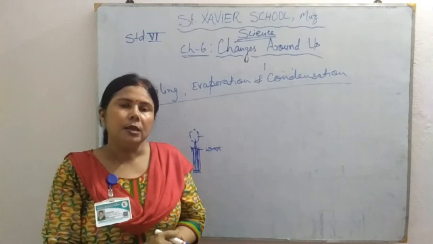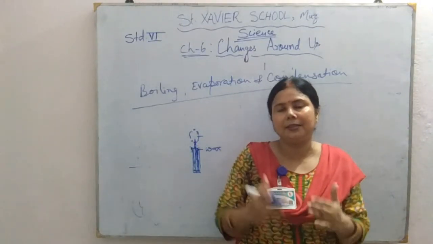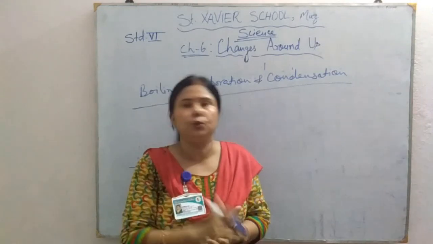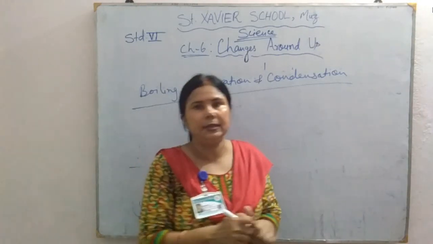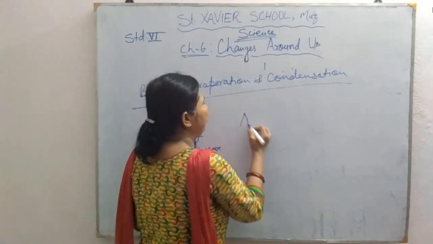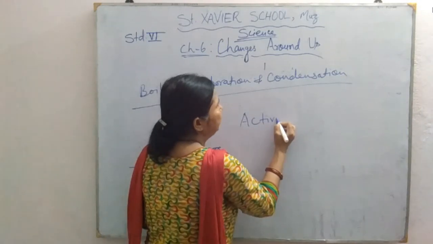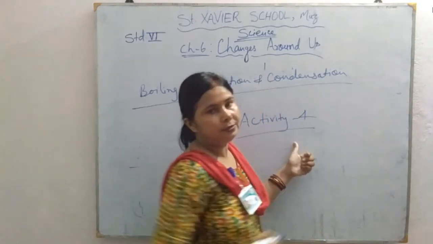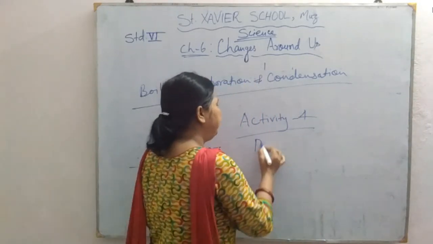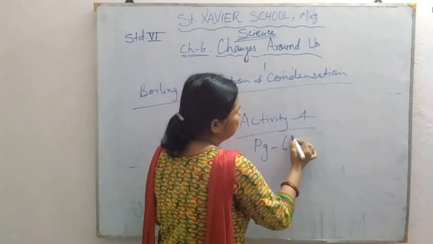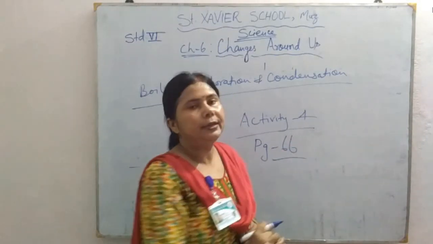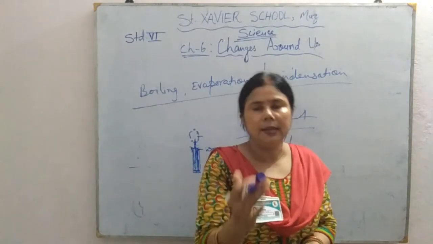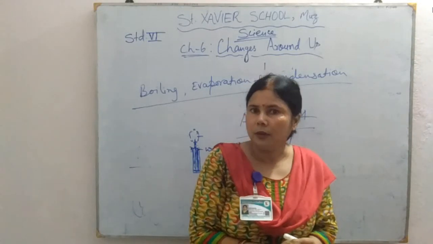Okay, children. An activity is given in your book and the activity number is 4. Activity 4. You will try to do it and it is given at page number 66. Try to find out whether the changes given in the activity are physical or chemical. That's all for today's class.